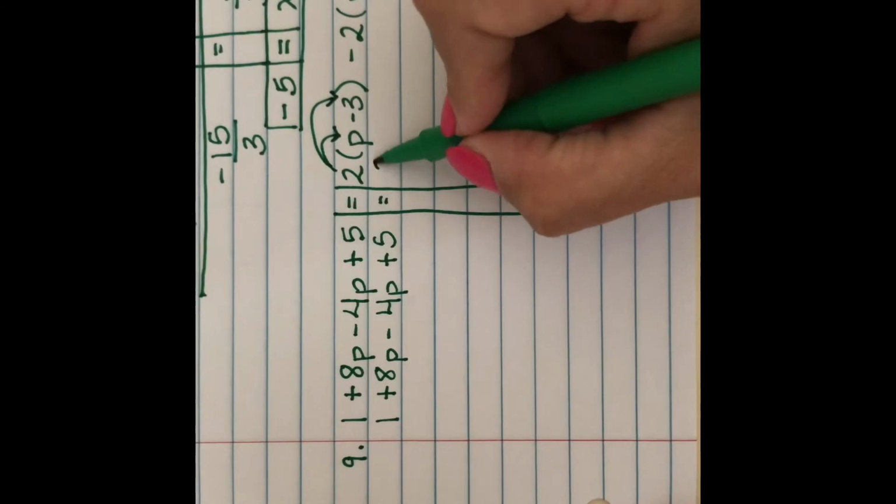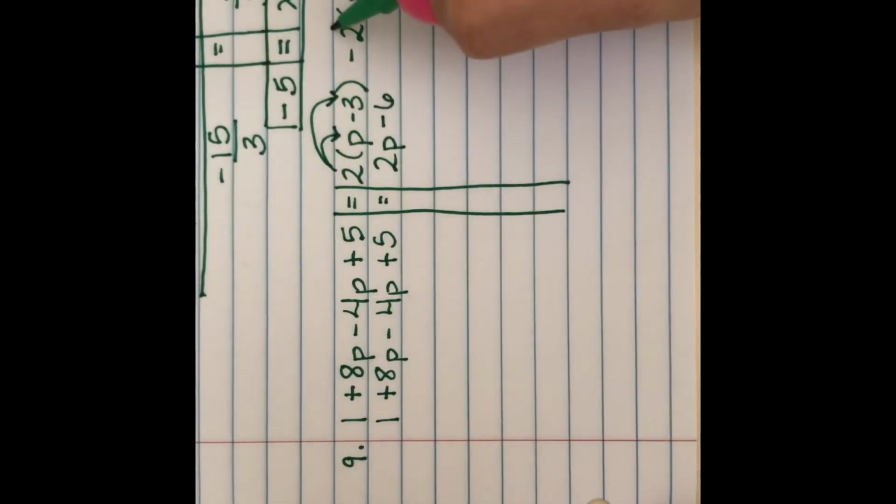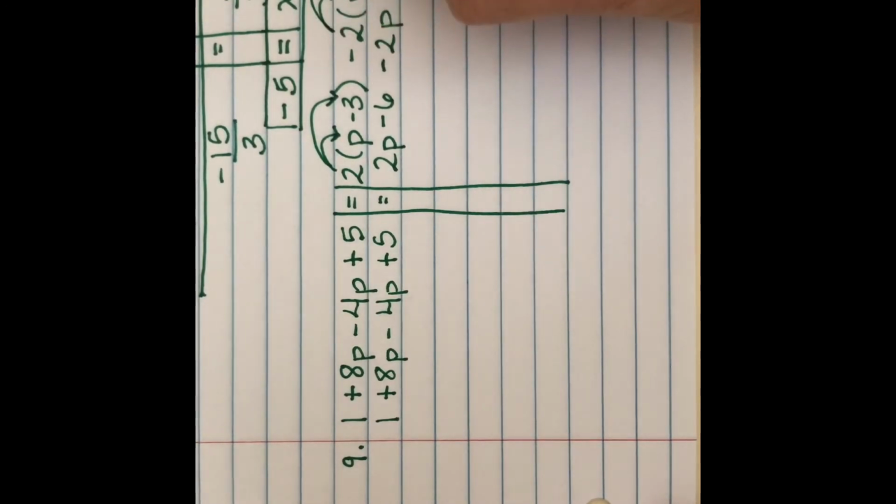So 2 times p is 2p. 2 times negative 3 is negative 6. Negative 2 times p is negative 2p. Negative 2 times negative 2 is positive 4.